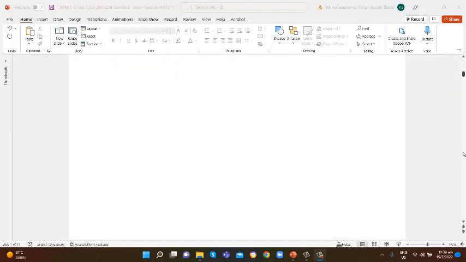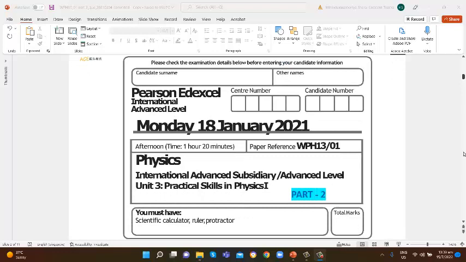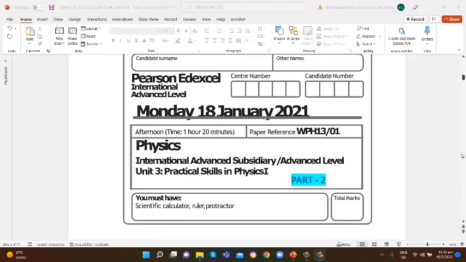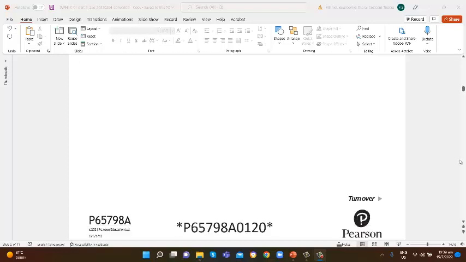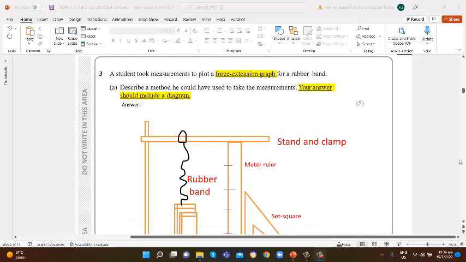Today I am going to discuss IAL Physics WPH13 2021, Part 2 of Unit 3. Shall we start with the first question? It is actually not the first question, it is question number 3 of the paper. I have done question number 1 and question number 2 in my part 1 video. Okay, so let's begin. Question number 3.